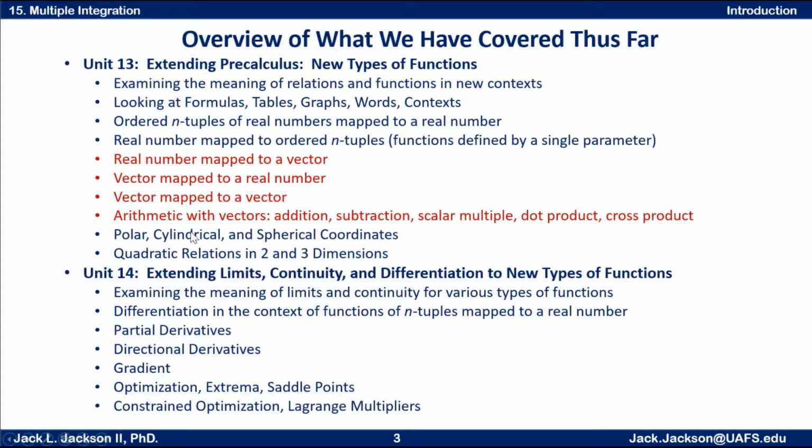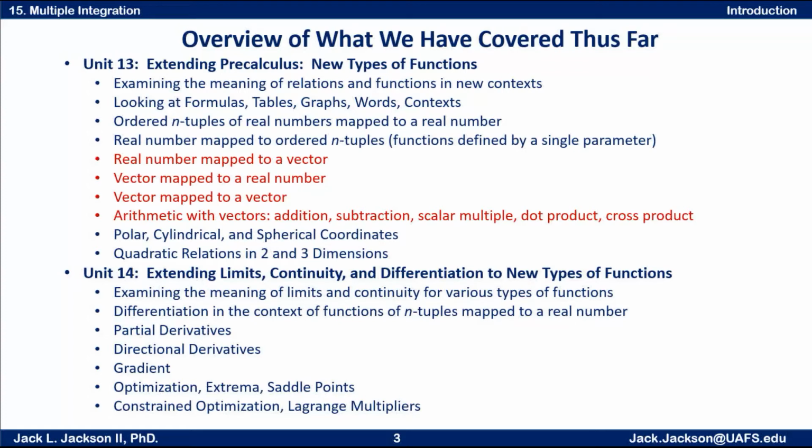Then we also talked about polar and cylindrical and spherical coordinates and quadratic relations in 2 and 3 dimensions. We kind of did that in our first unit here, or Unit 13. In Unit 14, we extended the idea of limit, continuity, and differentiation to new types of functions, particularly those functions where the input was an ordered pair and output was a real number, or the input was an ordered triple and output was a real number. But then we also could talk about limits and continuity in vector functions as well.